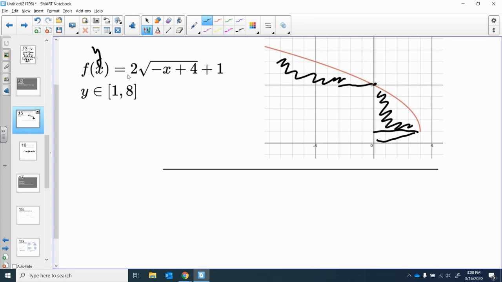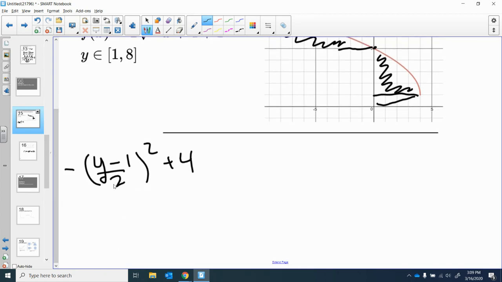So let's dive right in, and I'm going to rewrite this in terms of y, and I'm just going to isolate for x. So I'll just put that right here. I'm going to go y minus 1 divided by 2, all squared, minus 4, and then divide by a negative, which gives me a negative here, positive there. And then I would integrate this with respect to y from 1 to 8.